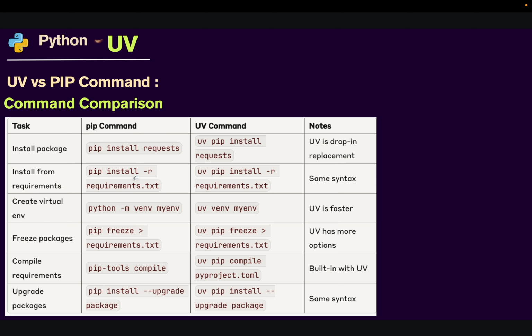And these are the commands. Sometimes people ask what is the difference between the pip command and the uv command. No major difference. pip install, uv pip install. pip install -r requirements.txt, simple, you can put only uv. You can create a virtual environment using the pip command like this, but using uv it is very, very fast. pip freeze > requirements.txt, you can write here uv pip freeze. If you want to compile the requirements, pip-tools compile and simply uv pip compile pyproject.toml file. If you want to upgrade any particular package, pip install --upgrade package and uv pip install --upgrade package, same syntax.